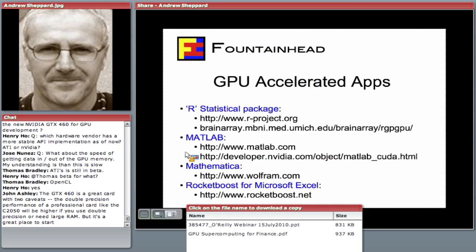We have some questions about hardware, and one gentleman is asking, would you recommend the new NVIDIA GTX 460 for GPU development? And then another person is asking, which hardware vendor has a more stable API implementation as of now? So fairly easy.